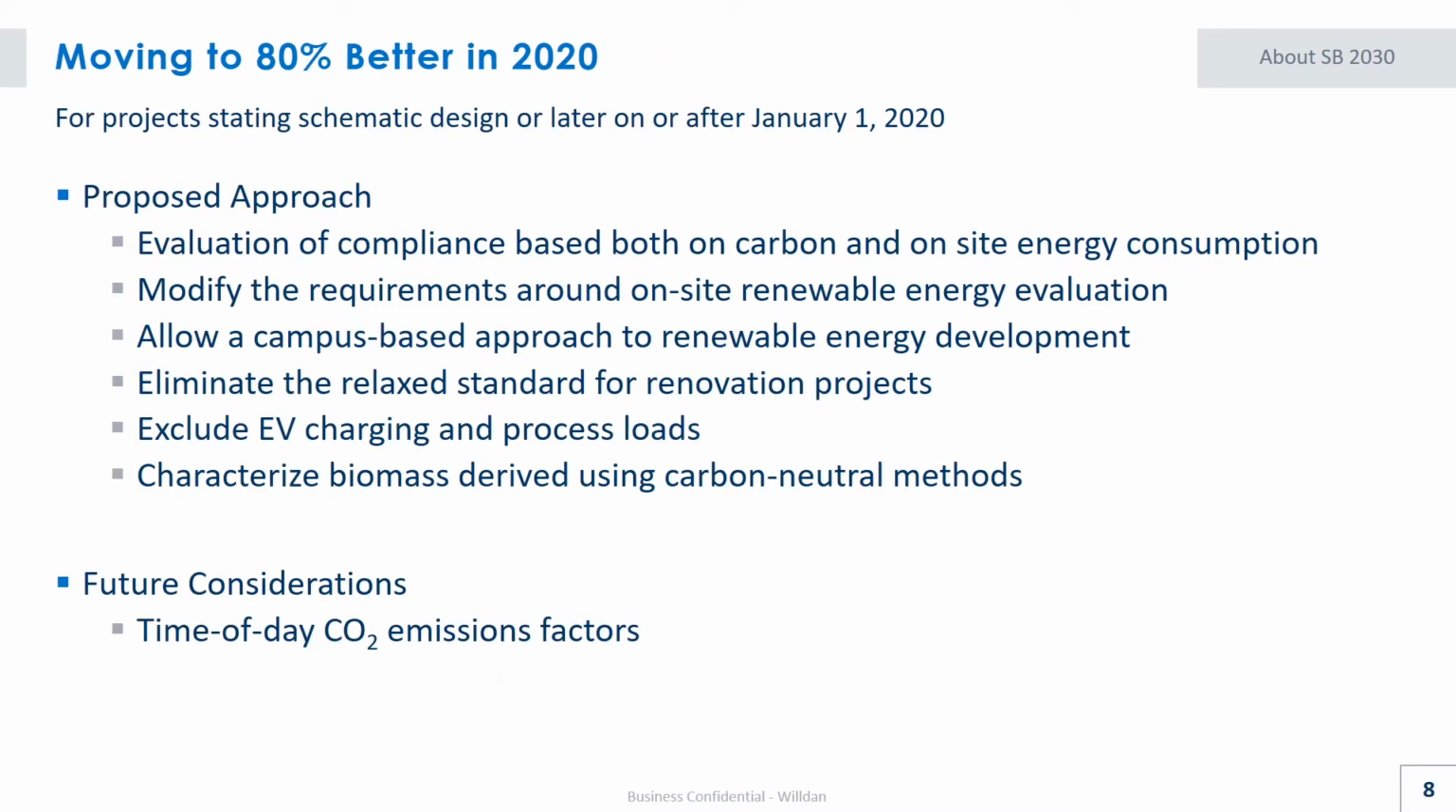As I mentioned, in January, we'll be moving to an 80% criteria for SB 2030. And as part of that, we've been revisiting a few of the rules, and as we've learned things, as projects have participated, we're making a few changes. First off, we're going to be more heavily emphasizing the evaluation based on both carbon and energy use.